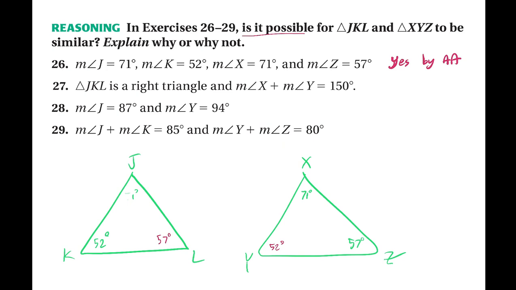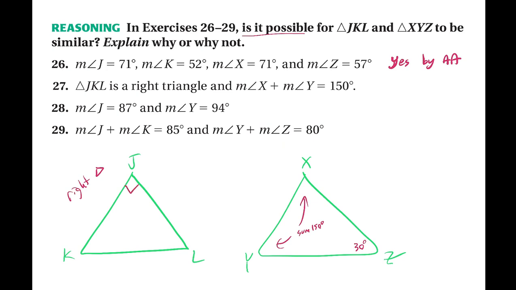Okay, next one. I'm just going to erase the information here. All right, so the next one is we've got a right triangle. Ooh, so one of these is a right angle. So all we know is right triangle. We don't know which one's a right angle. And then it says x plus y is equal to 150. So these two sum to 150. If those two sum to 150, that means this is a 30-degree angle.